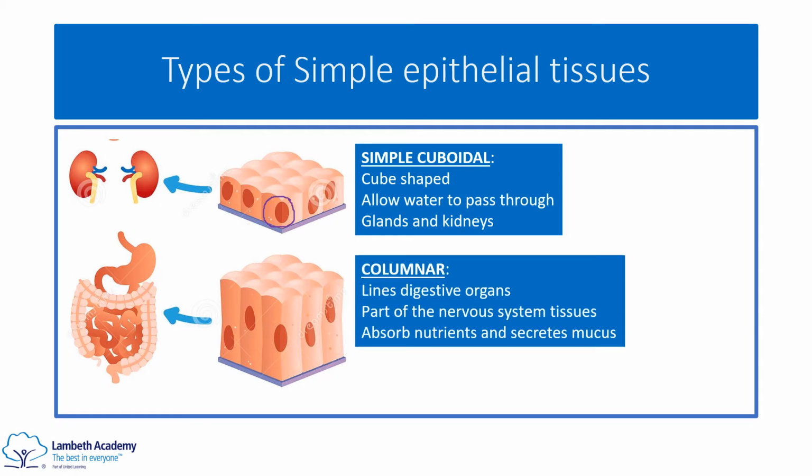We've then got our columnar epithelial tissues, and these line digestive organs. They also make up part of the central nervous system tissues, and the reason for this is because they are quite long, I guess tall in structure. So because of that size, they allow for lots of absorption to take place in terms of absorbing nutrients, which is why they make up the digestive system.